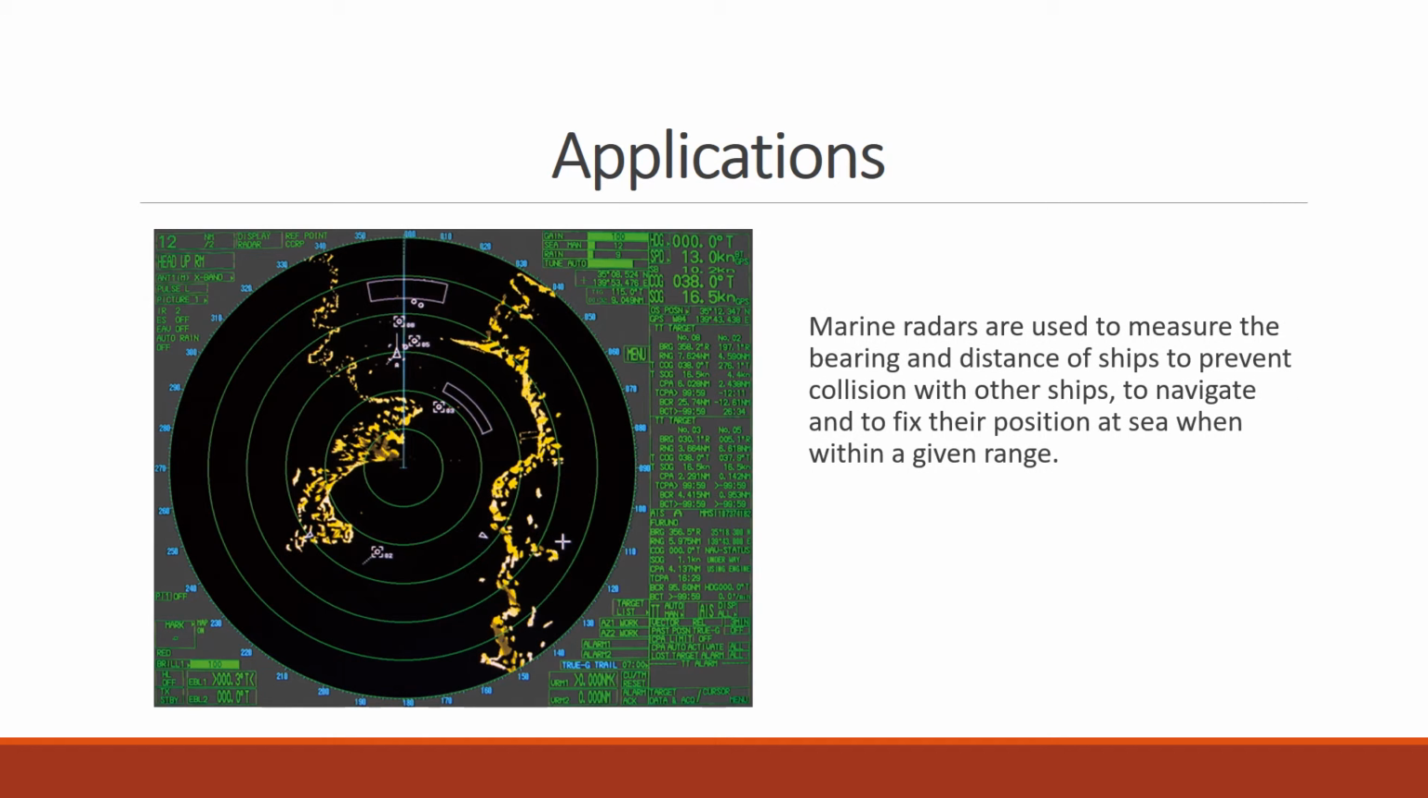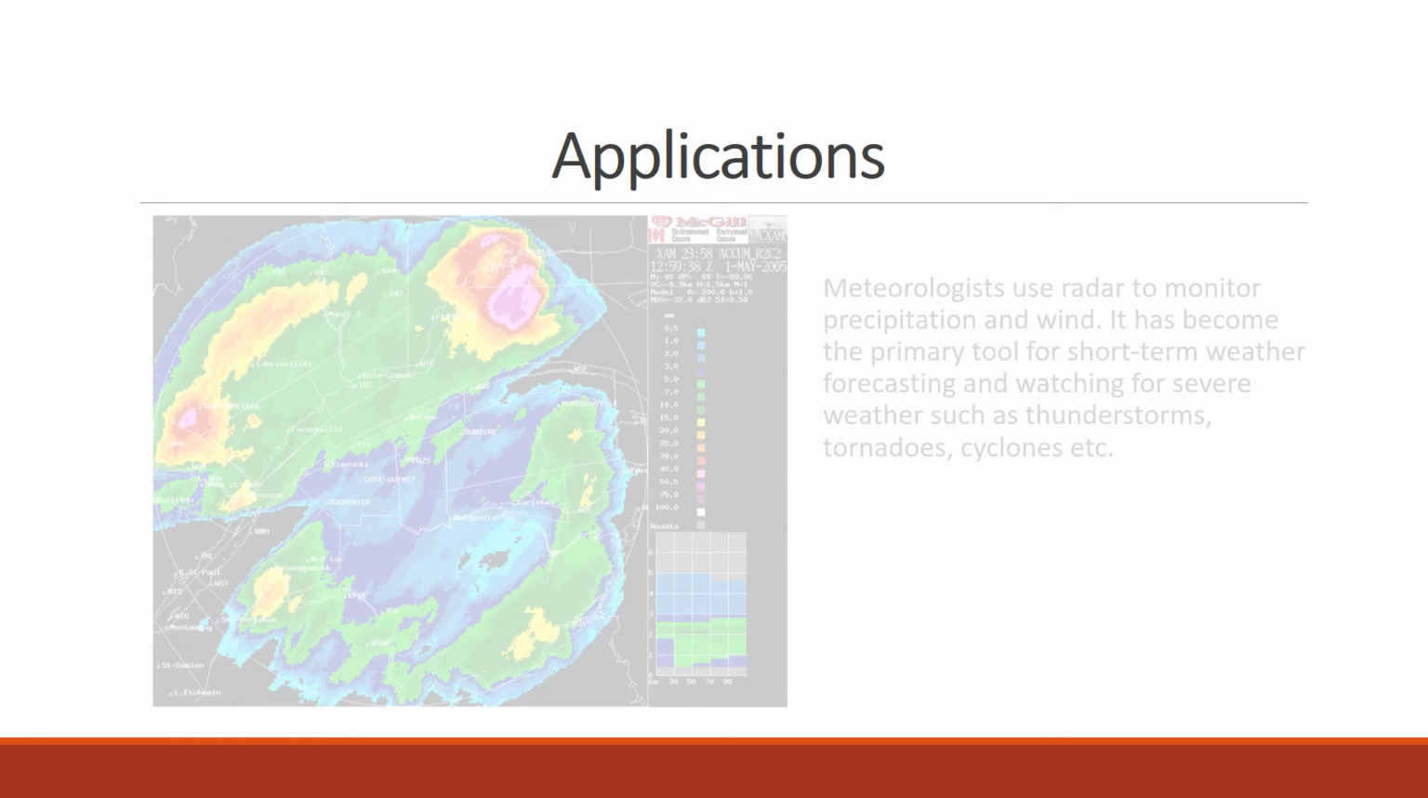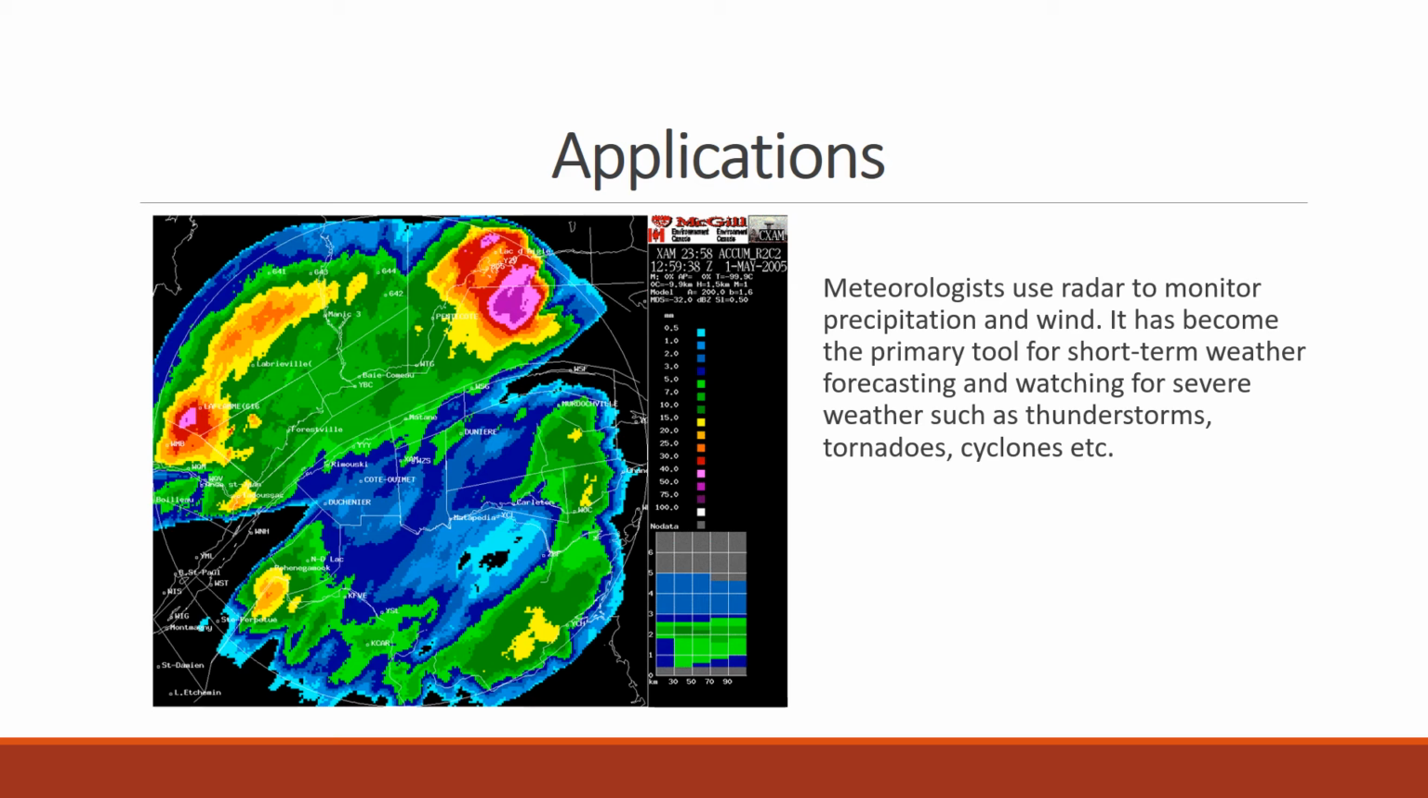Marine radars are used to measure the bearing and distance of ships to prevent collision with other ships and to navigate and fix their position at sea when within a given range. Meteorologists use radar to monitor precipitation and wind. It has become the primary tool for short-term weather forecasting and watching for severe weather such as thunderstorms, tornadoes, and cyclones, etc.